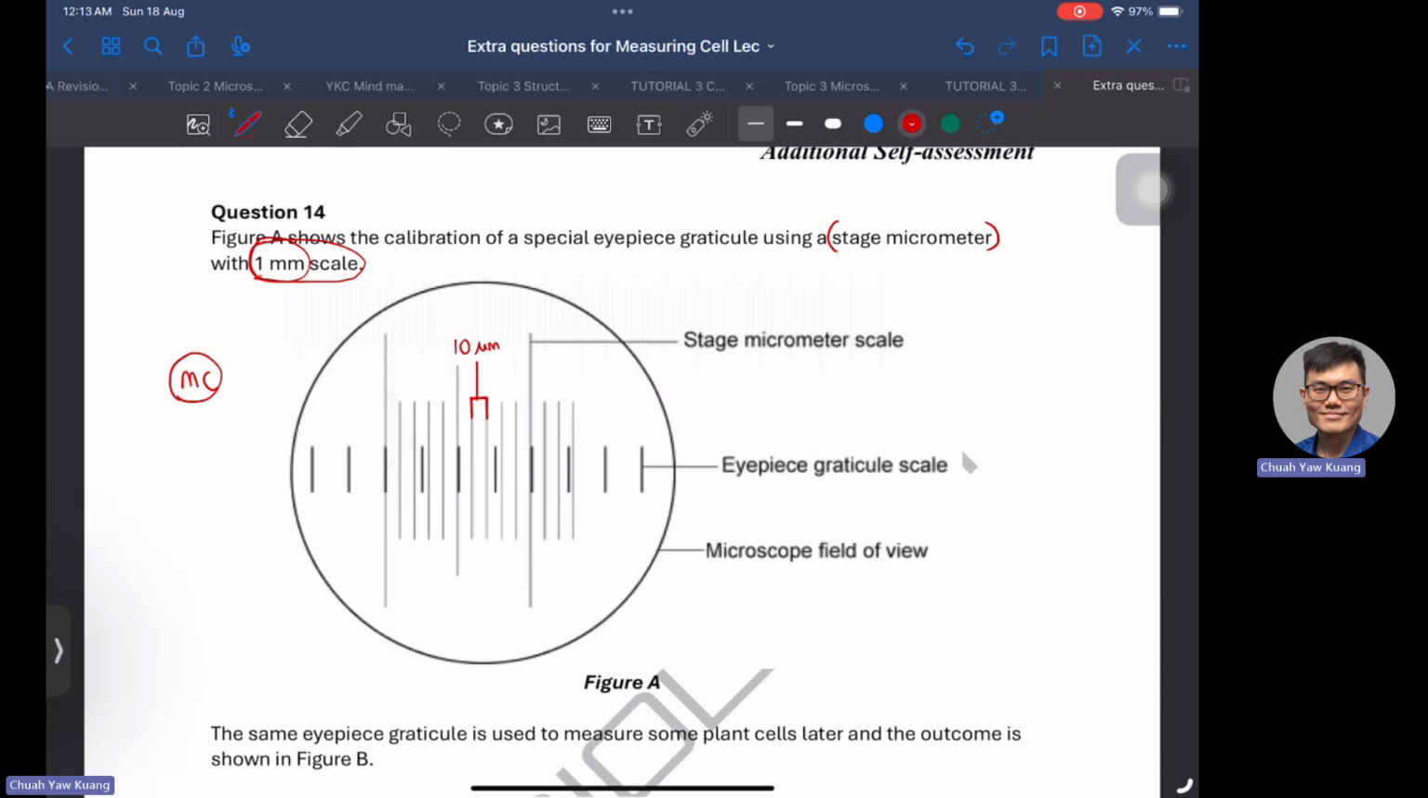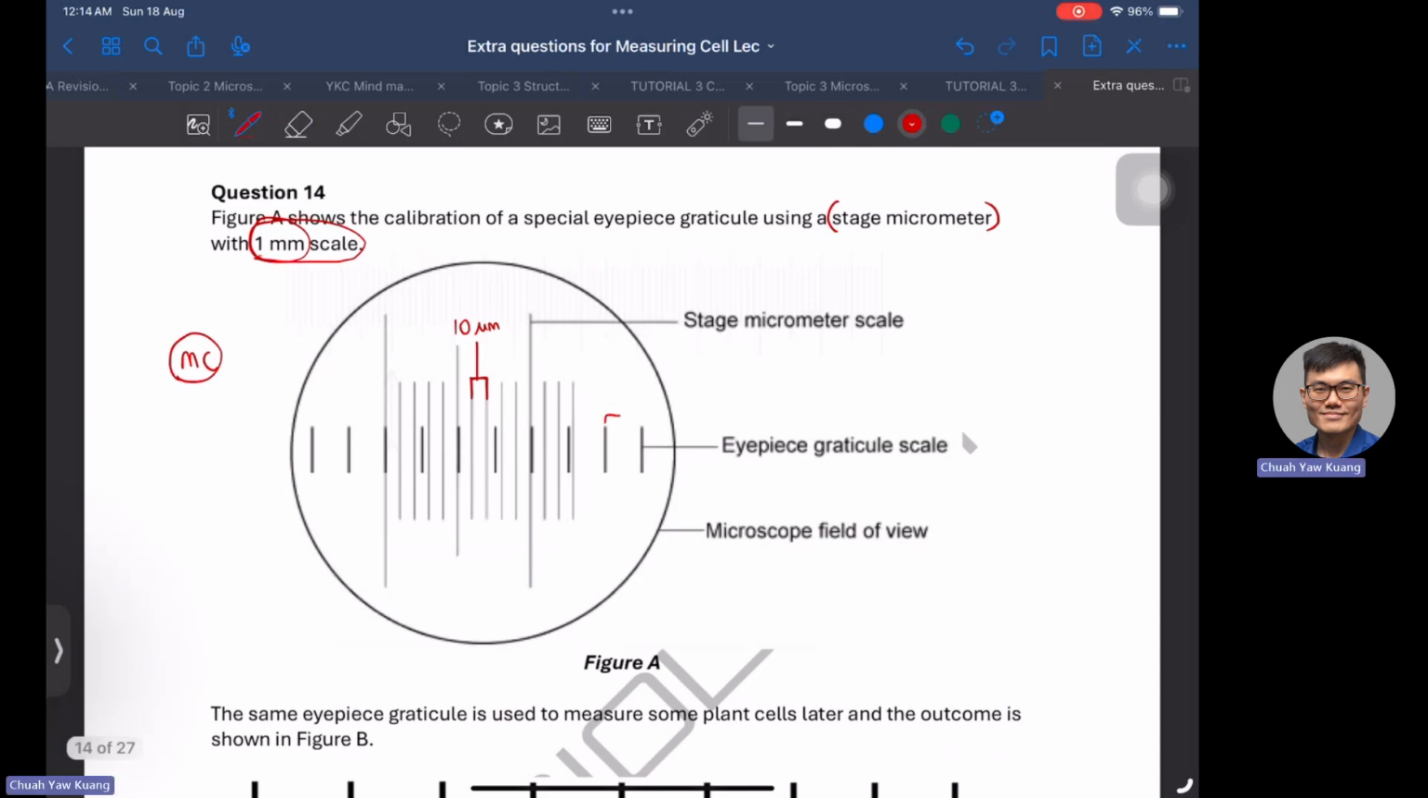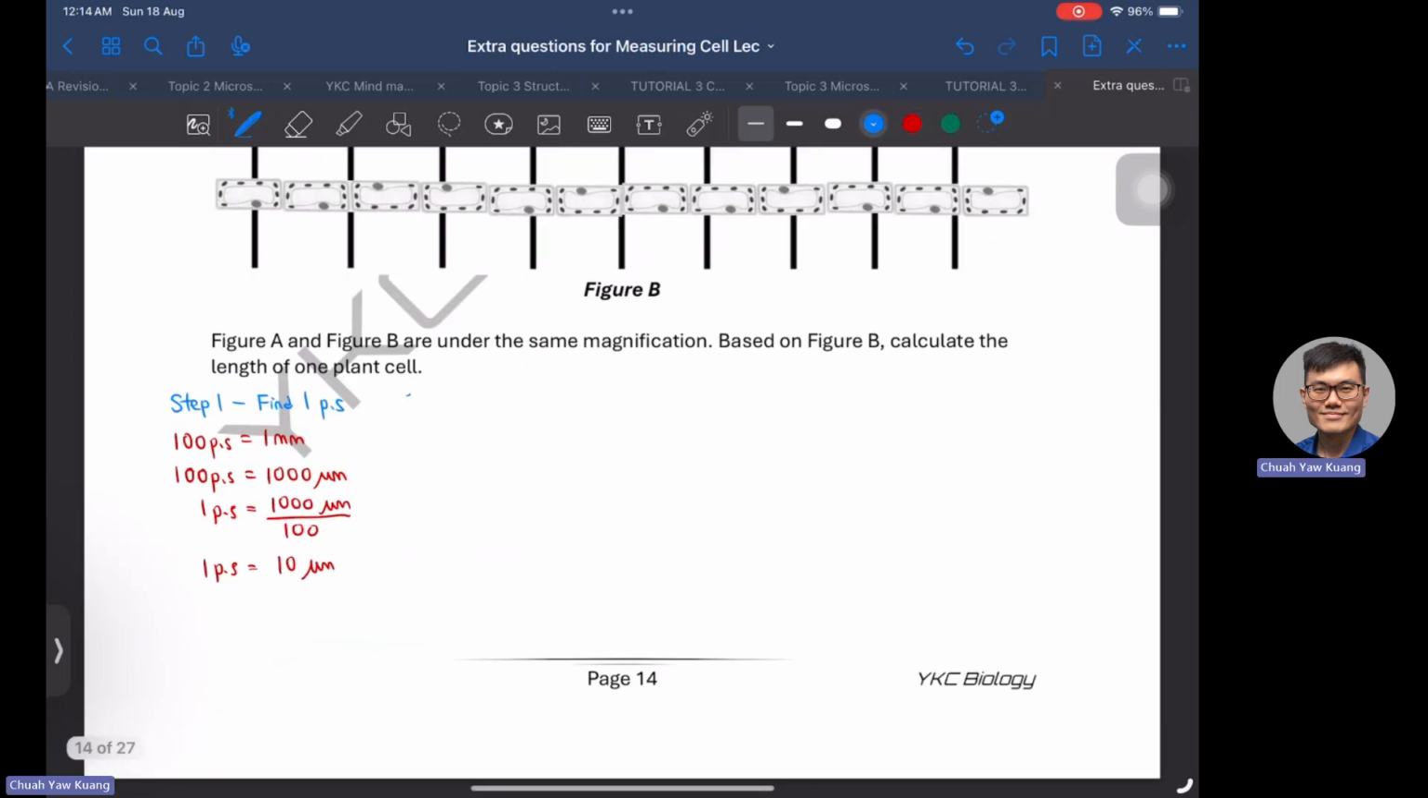Then what is next? Next will be step number 2. Step number 2 is we need to find one pitch on the eyepiece reticule. So we need to know this one pitch. This one pitch on the eyepiece reticule is equal to how many micrometer? That is our step number 2. So how to do this step number 2?